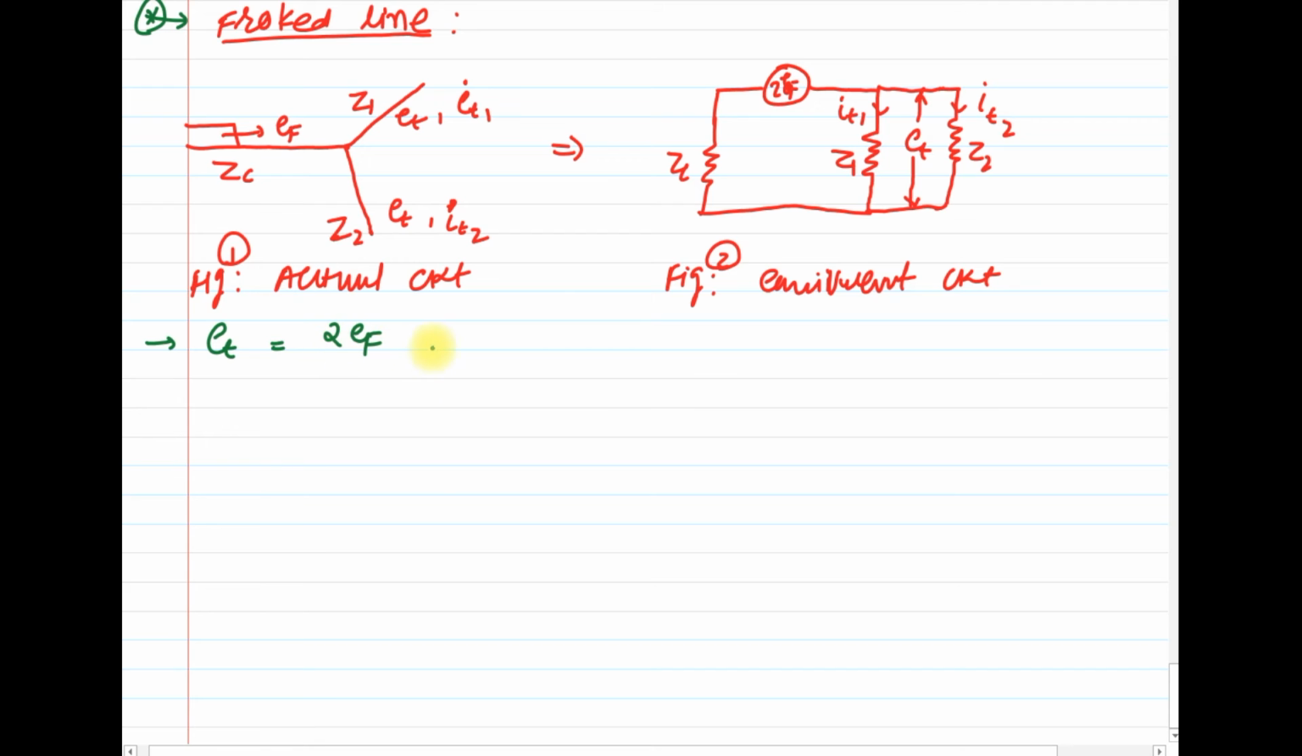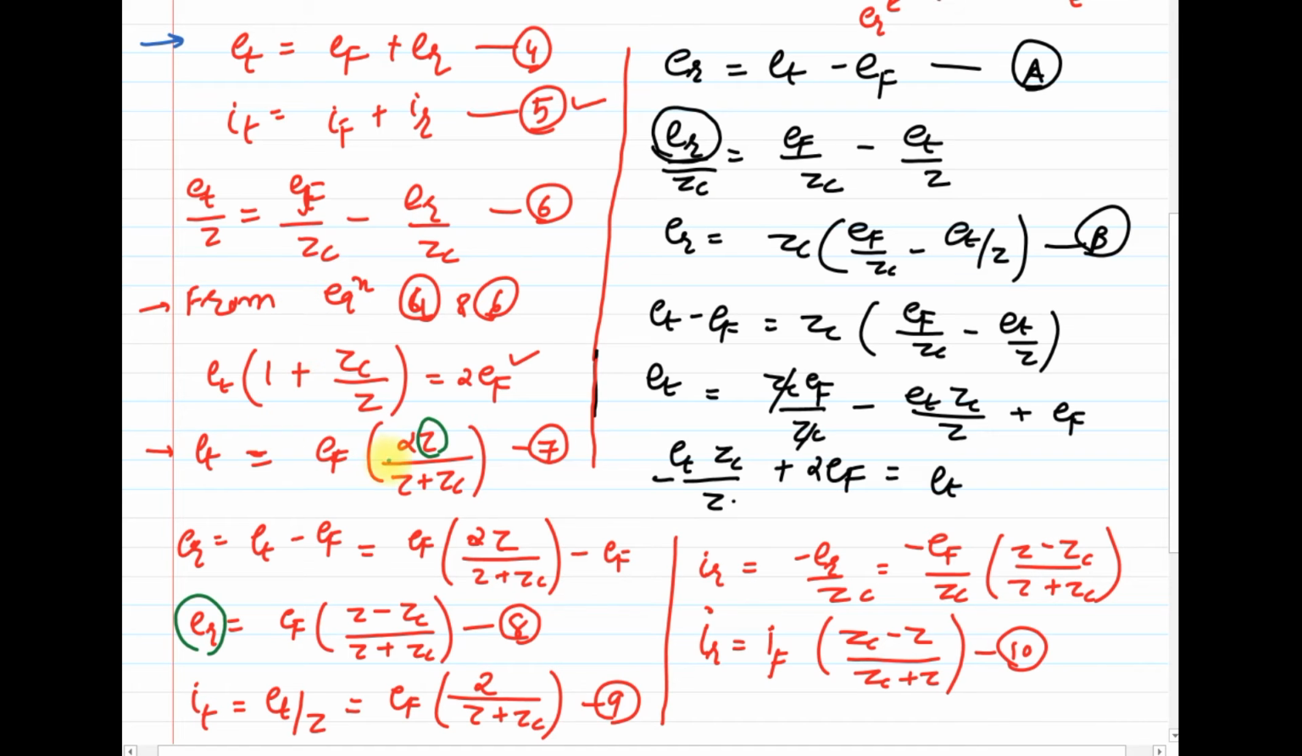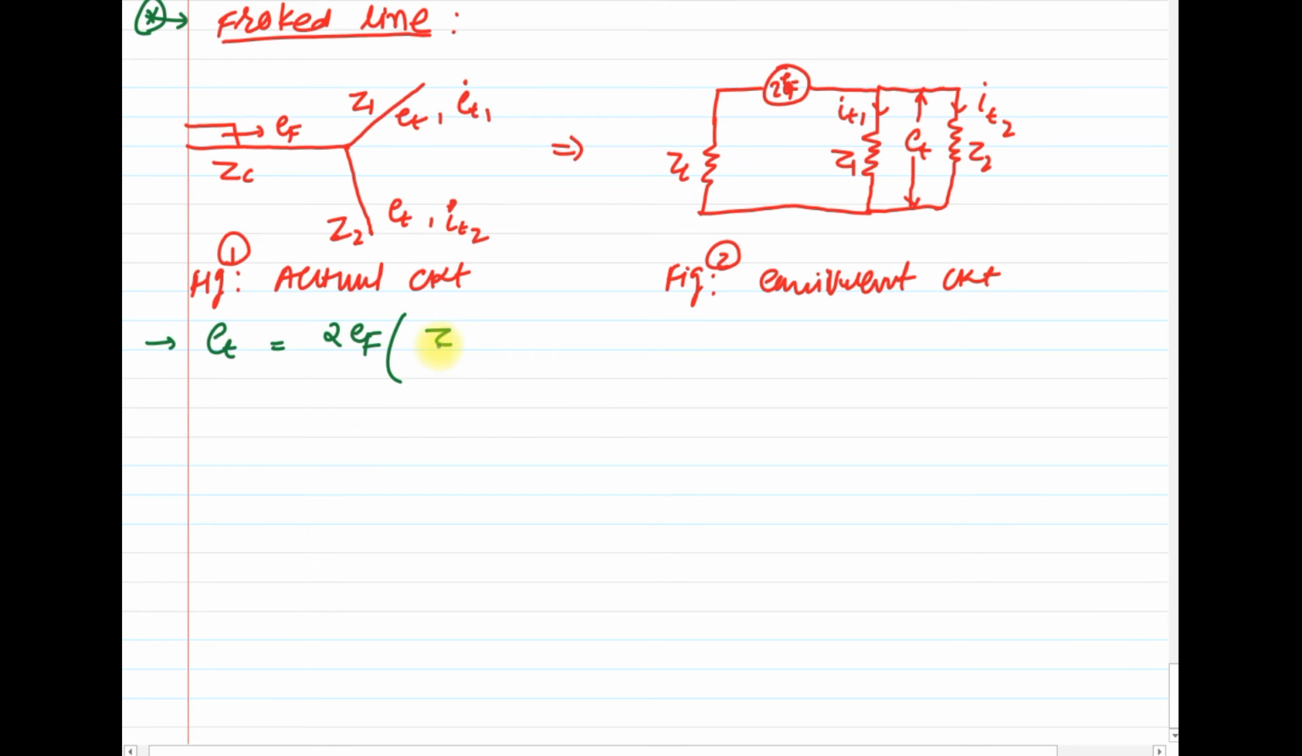So ET is equal to 2EF divided by Z plus ZC, equation number 2. Clear? But now, instead of only Z, let us consider the two different surge impedances, Z1 and Z2, and both are connected in parallel. So we know the equivalent impedance of the parallel circuit. So just apply this over here.